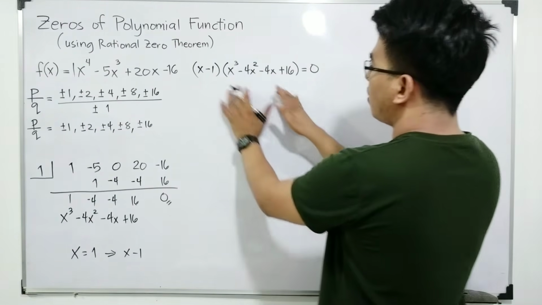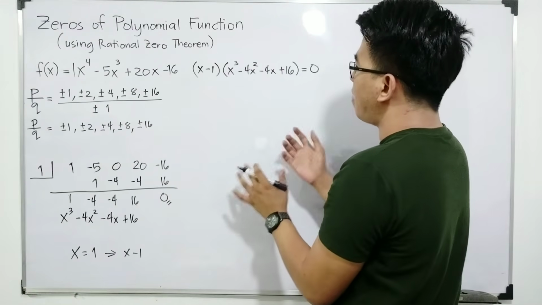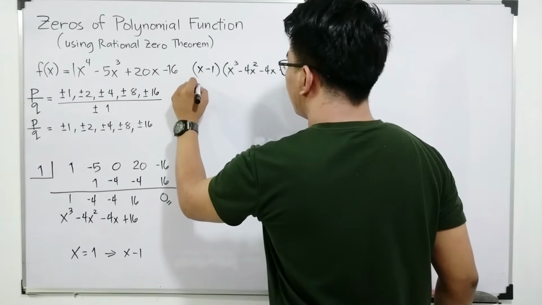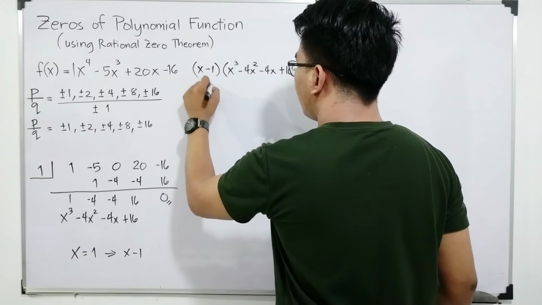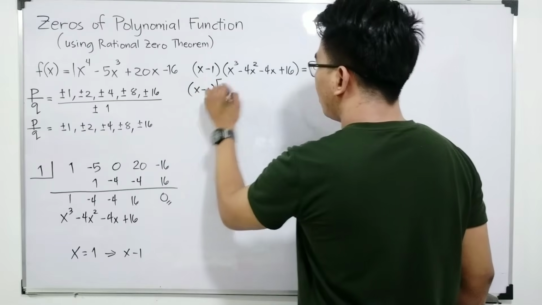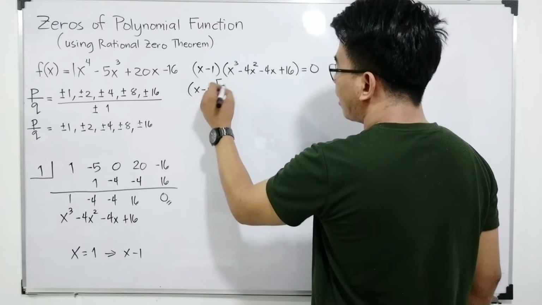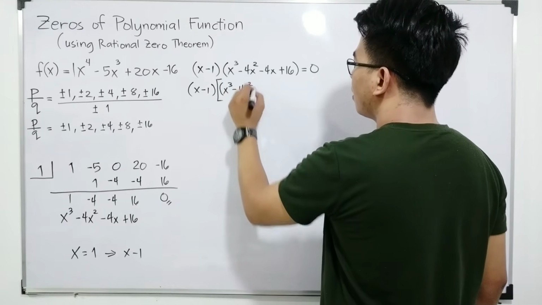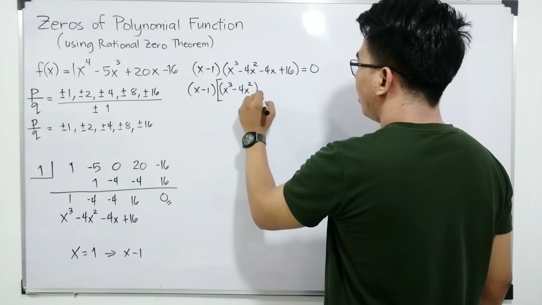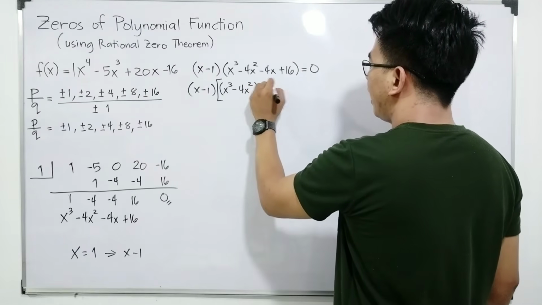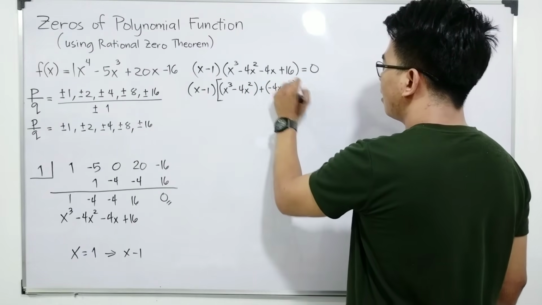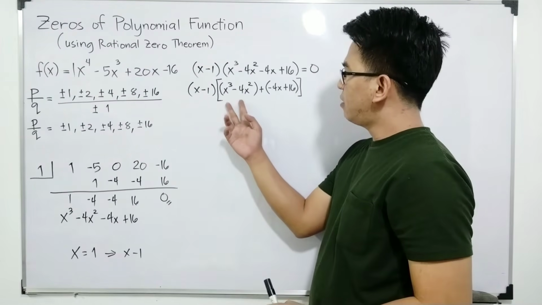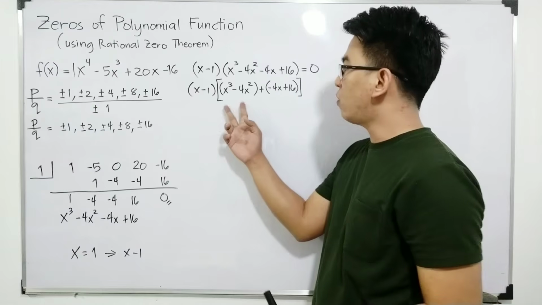So dito, kapag meron kayong cubic, I would recommend na gumamit kayo ng factoring by grouping. So we will try. So this is x minus 1. Factor out natin to. I-regroup muna natin. We have x cubed minus 4x squared. Okay? And then plus negative 4x plus 16. I-regroup muna natin. And then, we can factor out something here kasi meron silang common factor which is x squared.